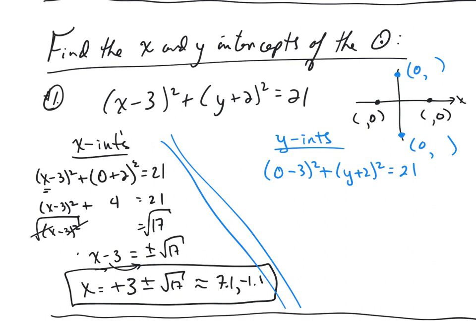0 minus 3 is negative 3. Negative 3 squared is 9. I think you'll see the algebra is really familiar. We'll move the 9 to the other side by subtraction. Get rid of the power of 2 by taking the square root of both sides.